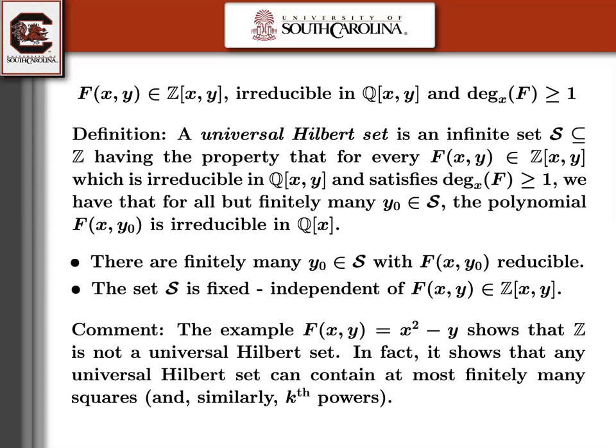So if I look at the example x squared minus y, you can see that z itself can't be S, because there's infinitely many choices for y, by taking y to be a square, where this is reducible. And so we want only finitely many choices for y in S where it's reducible. So you can't take S to be z, right? In fact, S can't have infinitely many squares, because then there'll be infinitely many choices for y where this is reducible. So S can only have finitely many squares.